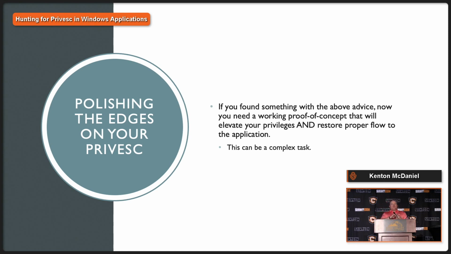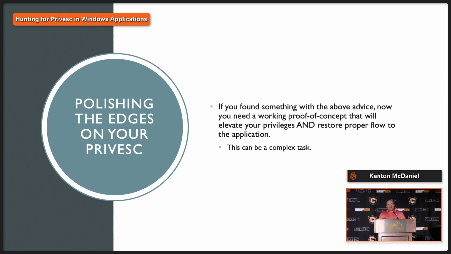If we're going to use this privilege escalation in the context of doing this the right way, right? We're elevating our privileges as part of a penetration test or a red team engagement. We need to restore the application flow so that we're, number one, not detected, and number two, successful in our privilege escalation. So this is where a lot of the real heavy lifting comes in.